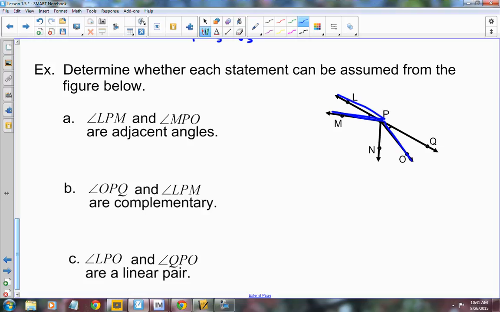What does it mean to be adjacent? Do they only share a wall, a vertex, and a ray? Do they share anything more than a vertex and a ray? No, so they are adjacent, aren't they? Go back to that definition. Okay, so my answer would be yes. They share only a vertex and a ray. Okay.